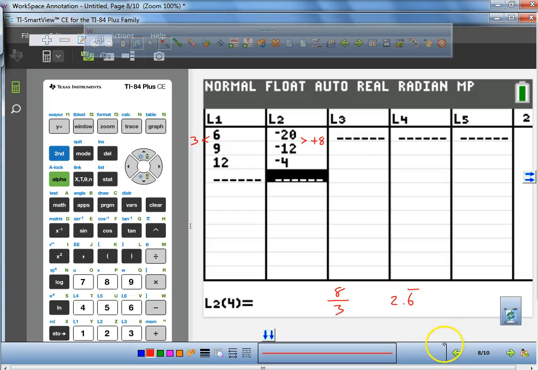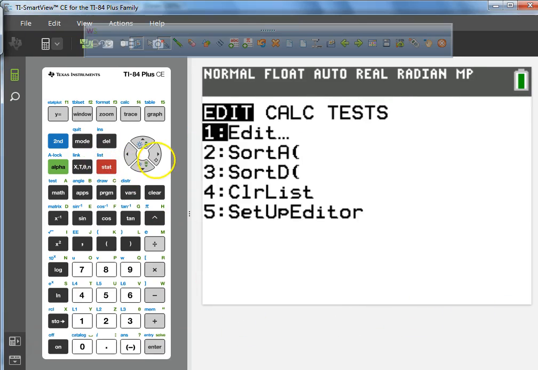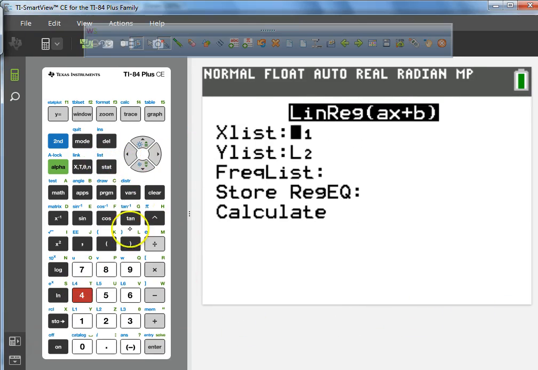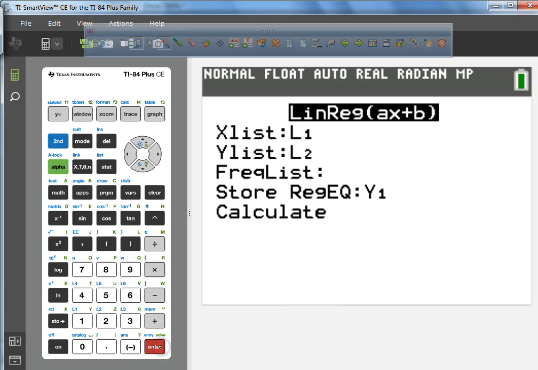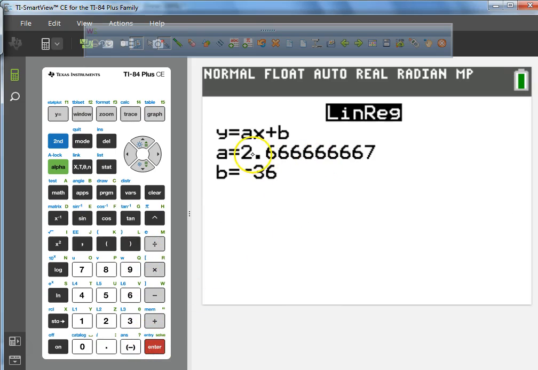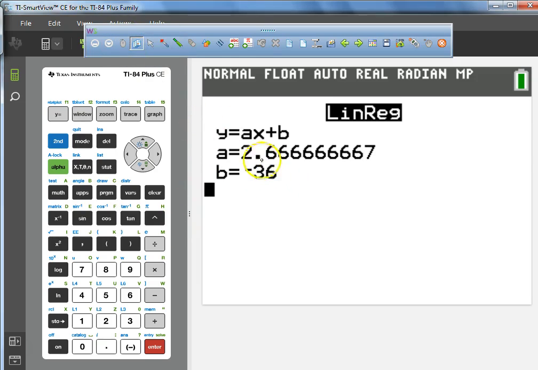2.6 repeating. That's what the calculator is going to spit out. Okay? So there you go. Stat, right arrow, go down to number 4. Press enter until we get to store regression equation. Hit alpha trace. Press enter. Where am I storing it? In my Y1. What did I tell you it was going to be? 2.6 repeating. What's my Y-intercept right there automatically? Negative 36.